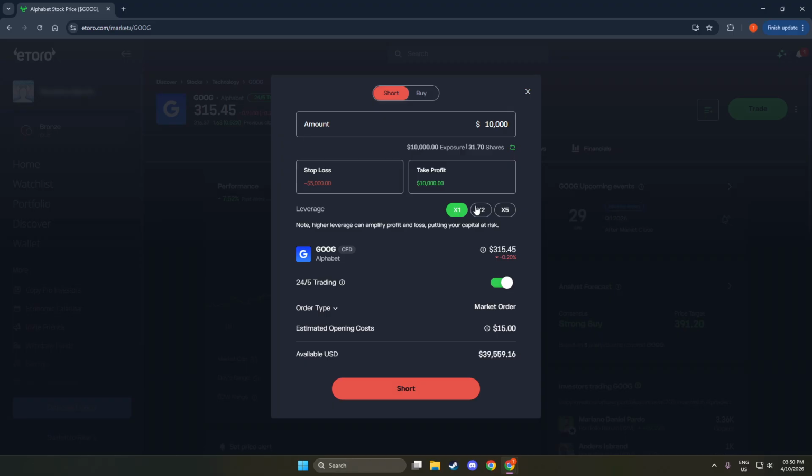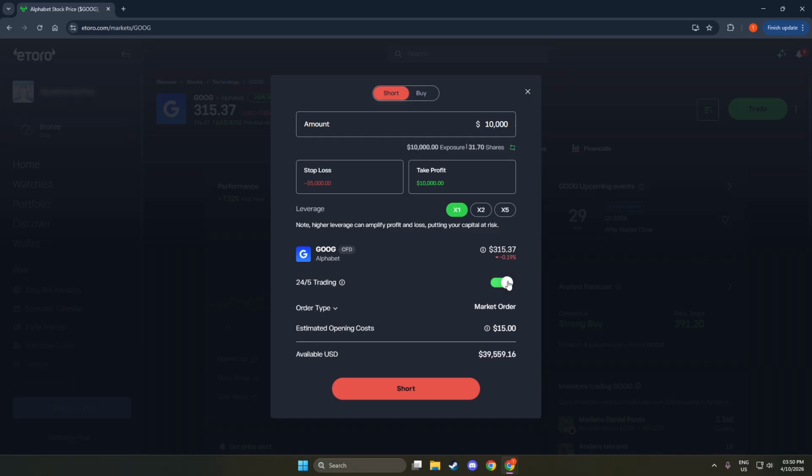Before placing the trade, consider setting optional stop loss and take profit levels. A stop loss helps cap your downside by automatically closing the position if the price moves against you beyond a level you set. A take profit does the opposite, locking in gains once your target is hit. You can set these by amount, percentage, or sometimes by price levels. Pick what's easiest for you to monitor. These aren't guarantees, especially during gaps, but they provide structure and discipline.